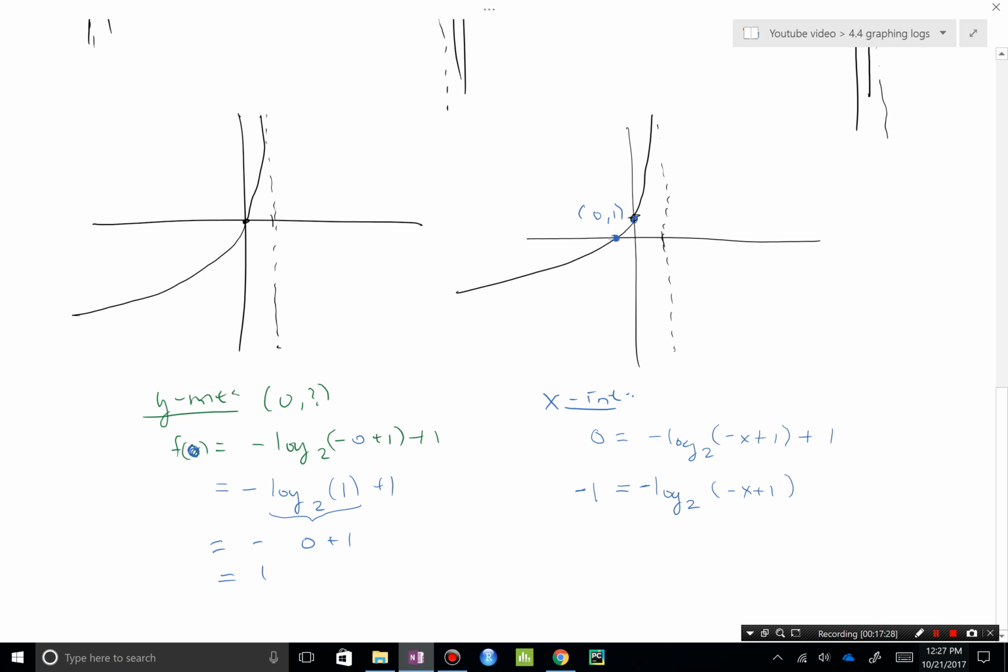Don't forget this negative. Now you see this negative and that negative? Multiply both sides by a negative 1. 1 equals log base 2 of negative x plus 1. Okay, so far so good. Now how do we undo a logarithm?